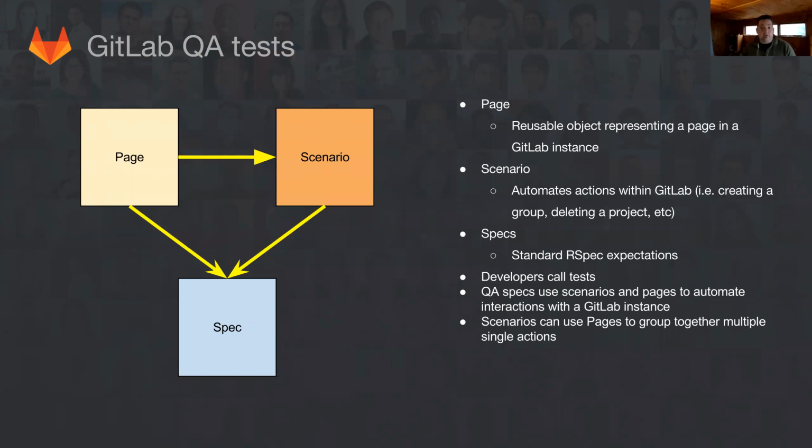So the developers, when you run QA, it calls the tests, or it's just standard RSpec, or it runs the specs, and then the specs themselves will handle loading up the appropriate scenarios, loading up the appropriate pages, interacting with that, and then you can use standard RSpec expectations to ensure that everything is as you expect it to be.